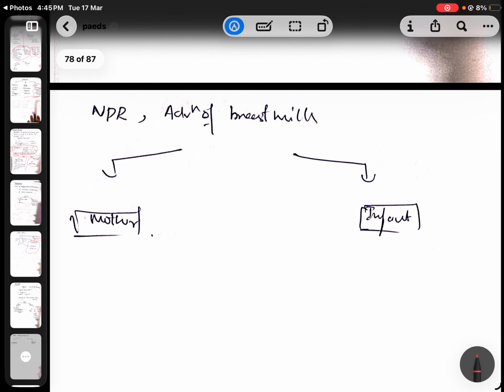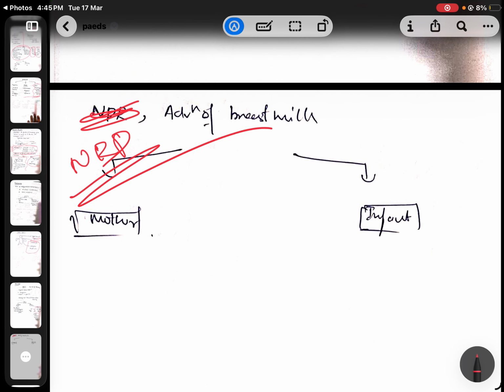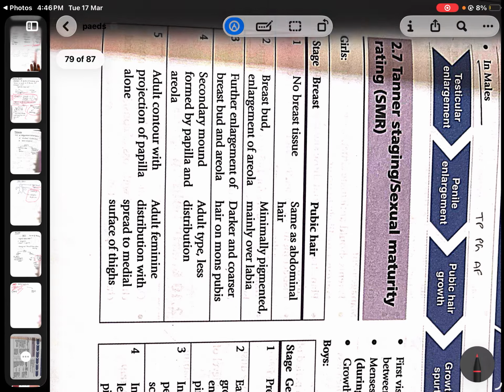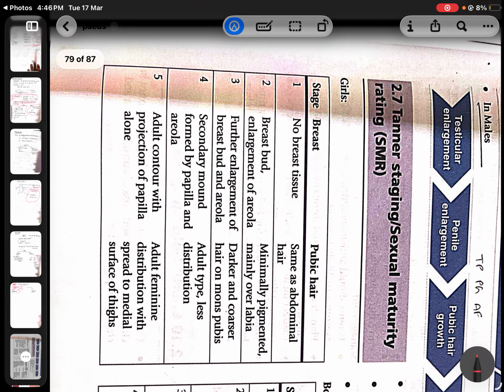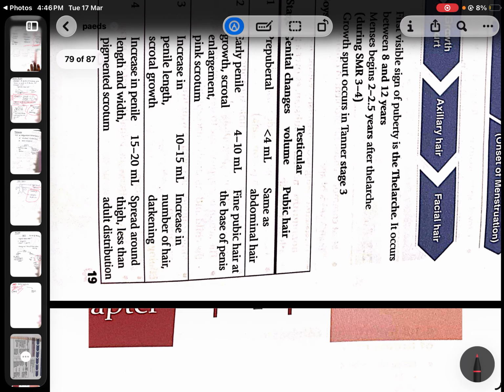Again NRP, that is the neonatal resuscitation program, not NPR. You should please study the new 2025 AHA guidelines, which have been released, not the old one. Though there are not many changes, it's always good to be on the safer side. And also advantages of breast milk, divided into mother and infant. I'll be coming to that part. I have a photo for that. Again, SMR staging, once it was a question for males, so I just put it up. So make sure you study that.